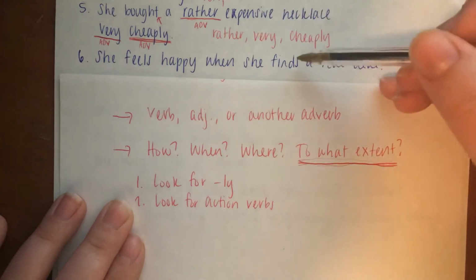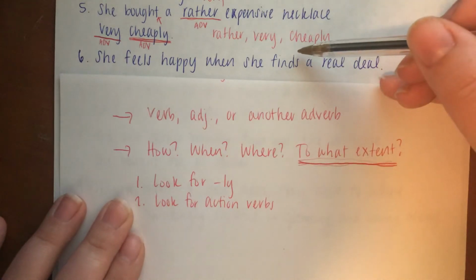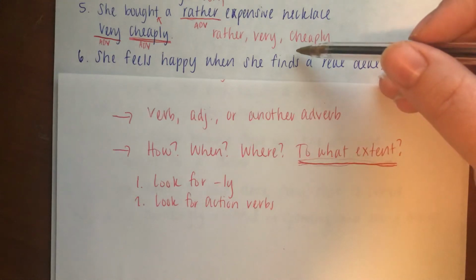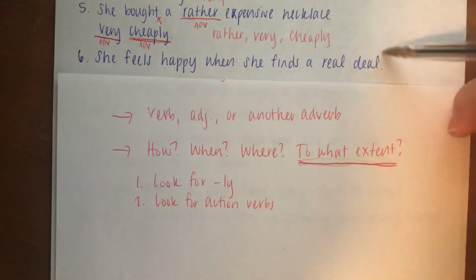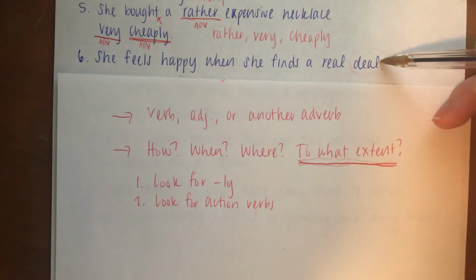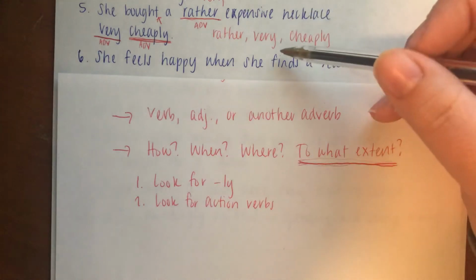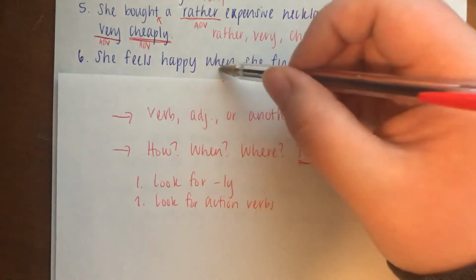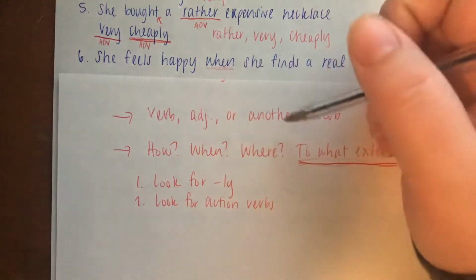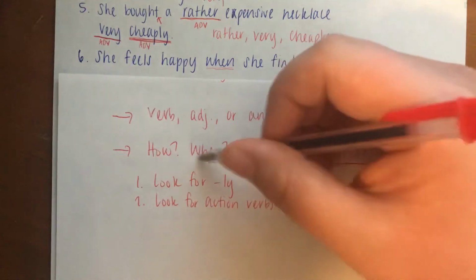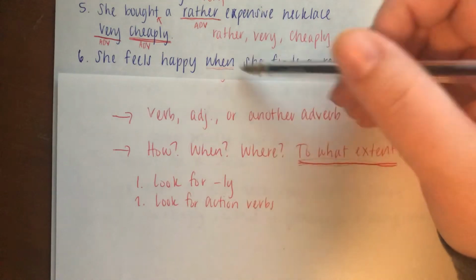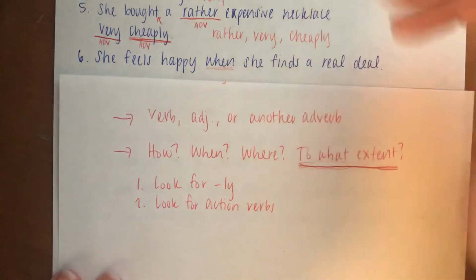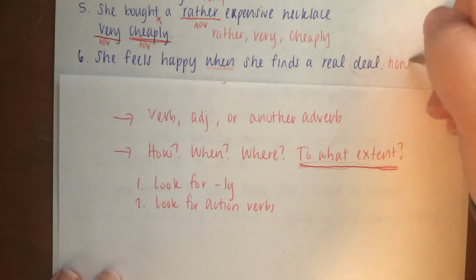Our other verb is finds. There's an action verb. But here, after finds, you see deal, which is a noun, so that can't be an adverb. The only other one it could be, but it's not, is the word when. When does answer when, quite frankly, but here it's being used as a conjunction. So here, there are none.